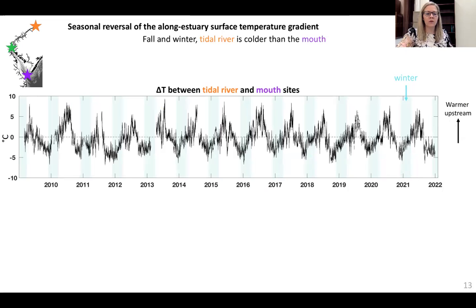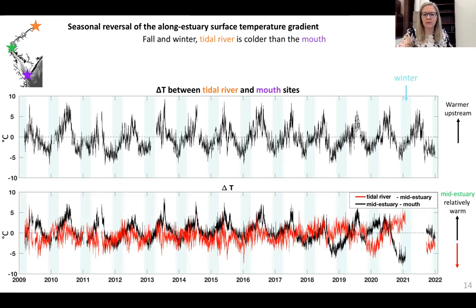And so what you'll notice is that there's this seasonal reversal in the along estuary temperature gradient. So in fall and winter, the tidal river is colder than the mouth. And in the summer, the tidal river is warmer than the mouth.